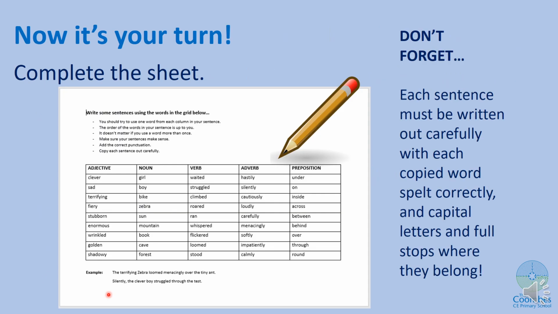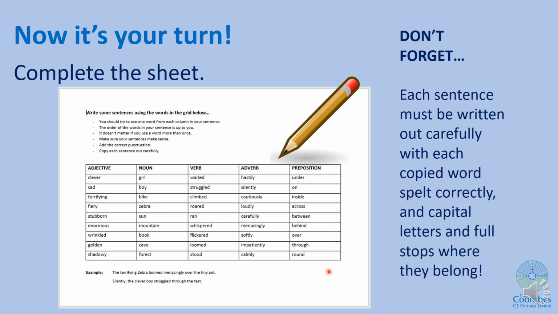Now it's your turn. On the sheet available for you to print out, there are lots of lists of words. We have got lists of adjectives, lists of nouns, lists of verbs, lists of adverbs, and lists of prepositions. Now, you don't need to print this sheet out if you don't want to, but you can use different combinations of these words to make some really fabulous sentences. By mixing and matching words from across the columns, you can write some great sentences.